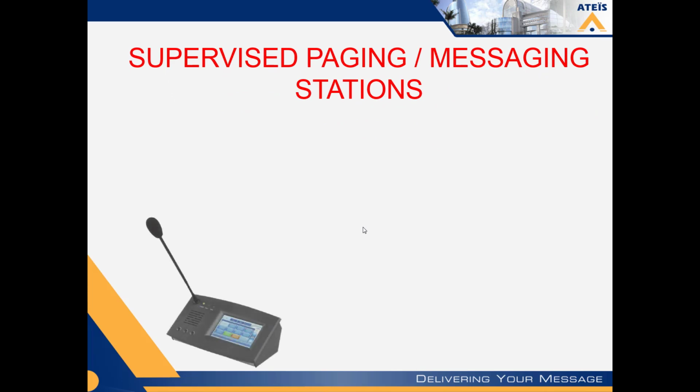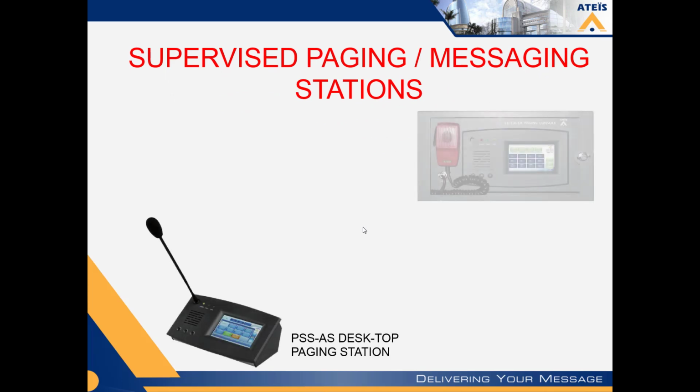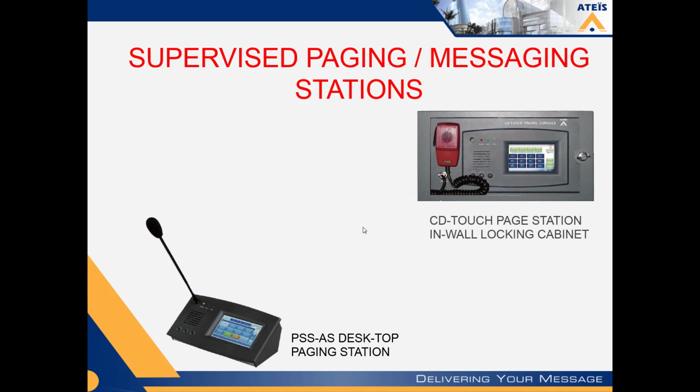Now, so we're hooked up to the intercom. We're doing the UL listing supervision of all your amplifiers and speakers, and we said we have messages and all. Well, how do we get all these messages and everything out to the speakers? Well, we do it through paging stations. We have the desktop consoles, like the PSSAS you see in the bottom here. We also have flush mount or surface mount locking wall cabinets you can put out in lobbies or certain areas, just like a voice evac fire panel might have.